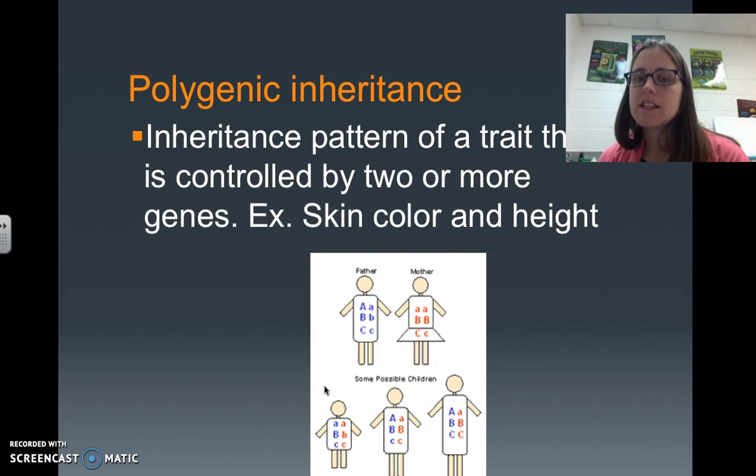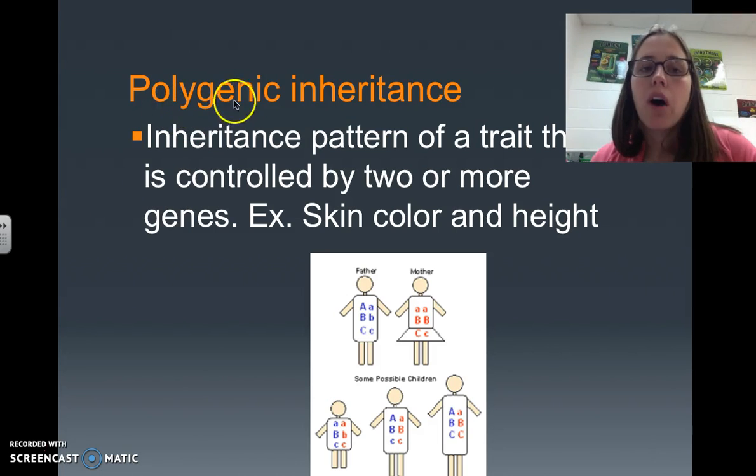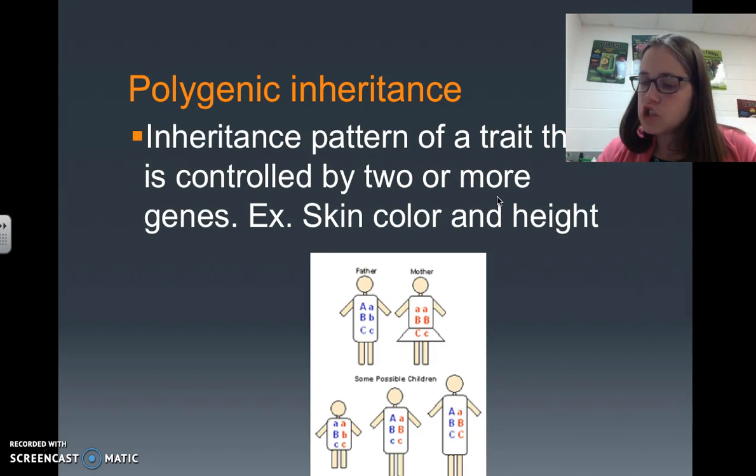Polygenic inheritance. Whenever we see a huge amount of variety of different colors of something, you can usually attribute it to polygenic inheritance. Polygenic inheritance is an inheritance pattern of a trait that is controlled by 2 or more genes. So there's not just a gene and there's 2 alleles for it. There's gene 1 with 2 alleles, and gene 2 with 2 alleles, and gene 3 with 2 alleles. And the combination of whatever alleles you get in each of those is what is going to create a skin color or a height.